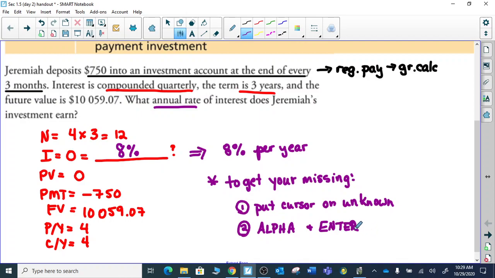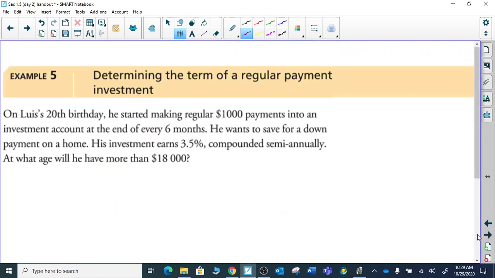So what you're going to see with the example here that we just did and the next one is that we're not always going to be finding the future value. In this particular case, they were asking about the interest instead. And so that concludes that question. Let's take a look at one more for today.